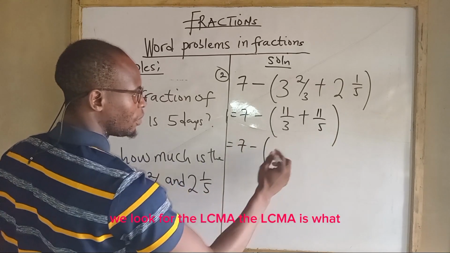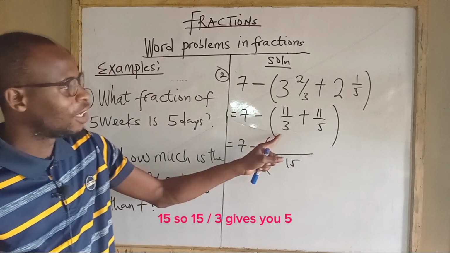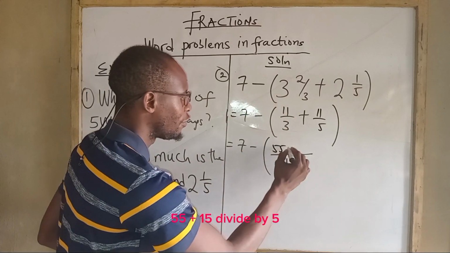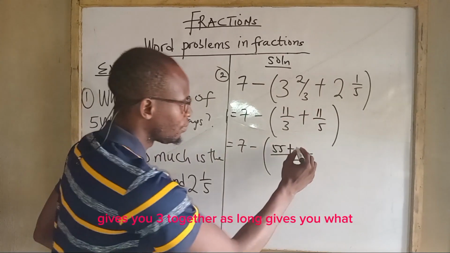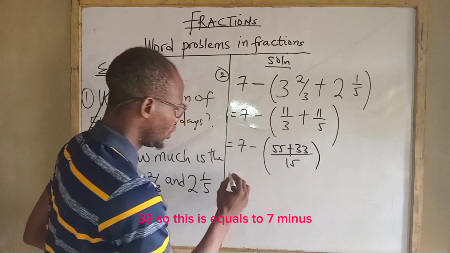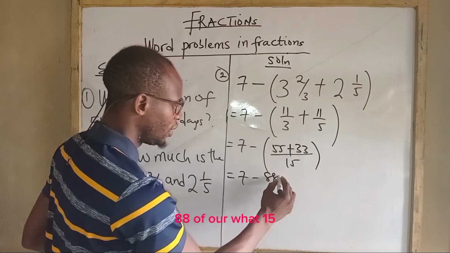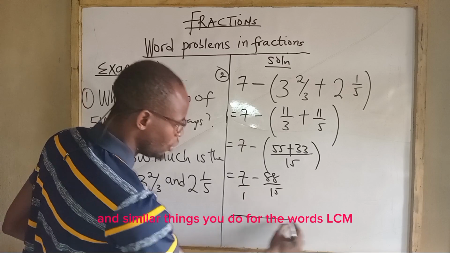We look for the LCM here. The LCM here is 15. So 15 divided by 3 gives you 5, 5 times 11 gives you 55. Plus 15 divided by 5 gives you 3, 3 times 11 gives you 33. So this is equal to 7 minus. When you add these two together, it gives you 88 over 15.